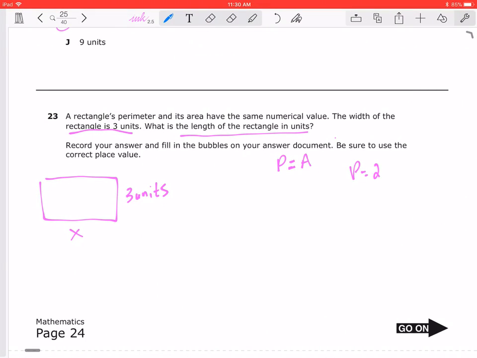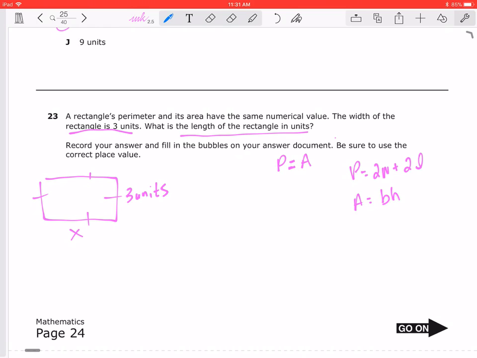Okay, so the formula for a perimeter is 2 times the width plus 2 times the length. Because, I mean, look at our rectangle. We have 2, same, they're congruent. This is congruent, so I have 2 of those. And my length is also congruent, so I have 2 of those.